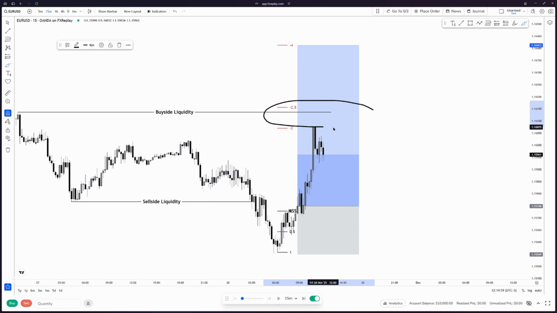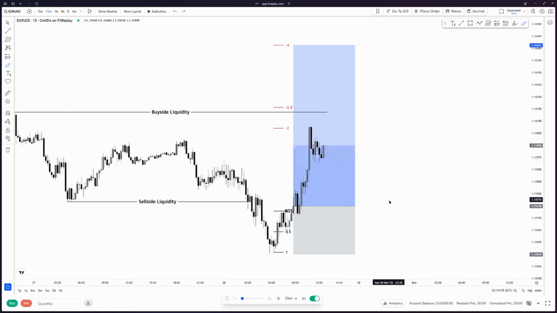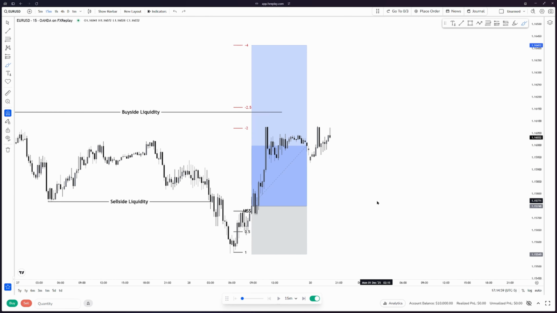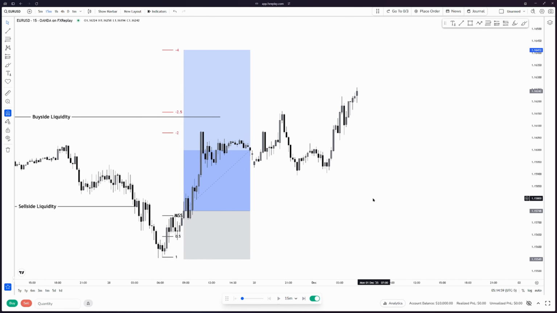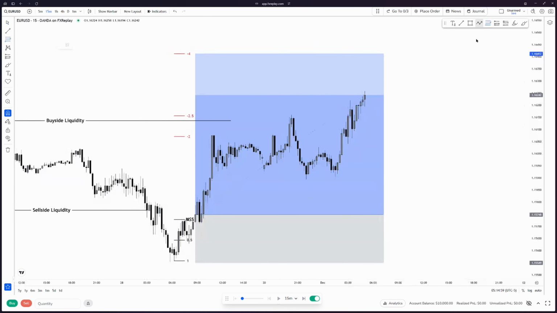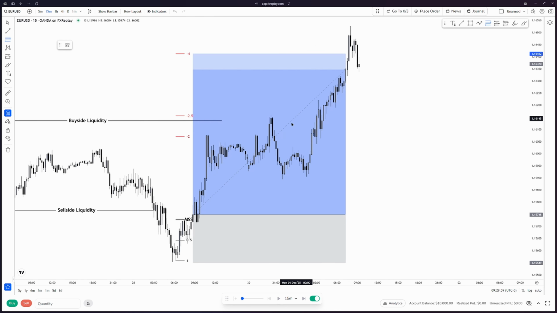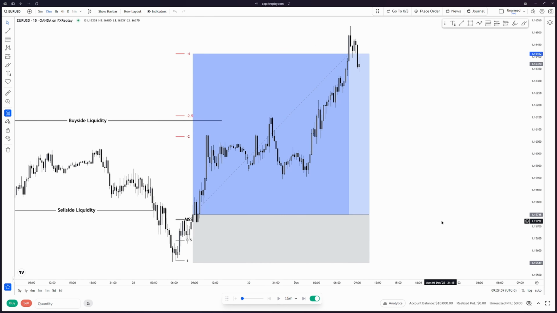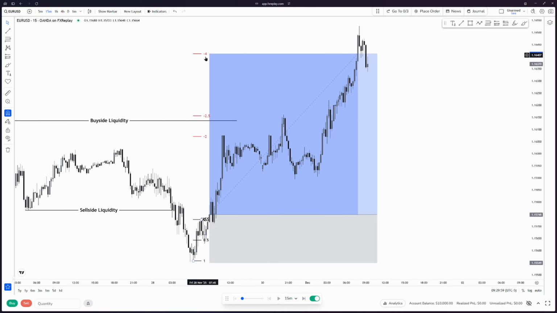Look here, how price is rejecting from the projection levels without even taking out the buy-side liquidity. Price continuously displaced slowly to the upside, became a bit sideways, but still met the projection level of our standard deviation. This works perfectly, and if you use it correctly, you can target very large moves.